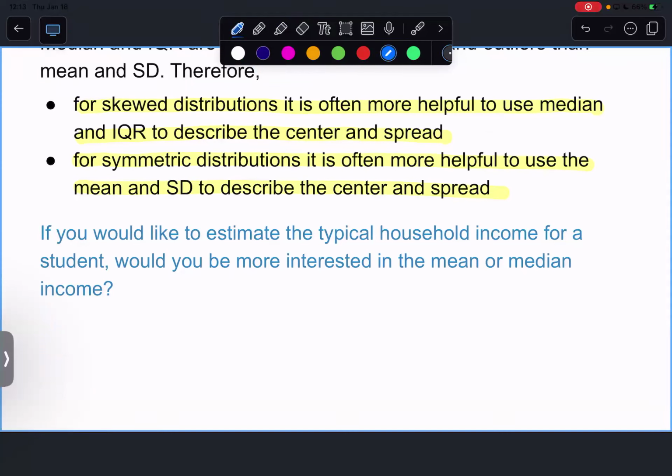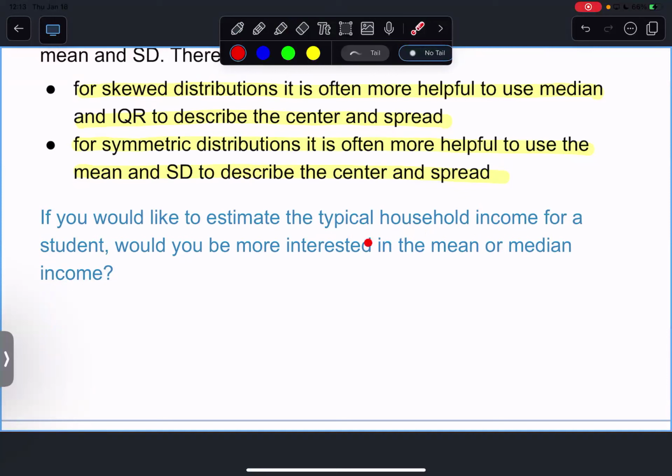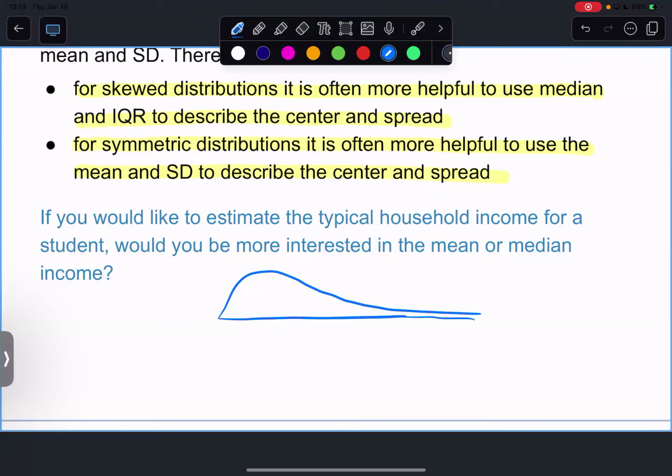So if you would like to estimate the typical household income for a student, would you be analyzing the mean or the median, knowing that it's money, right? You suspect that it would look something like this. So here you've got money, typically. The median would hold steady here, with the lump of the data, where you would just visually put the center anyways. But the mean is going to be pulled in the direction of the tail.